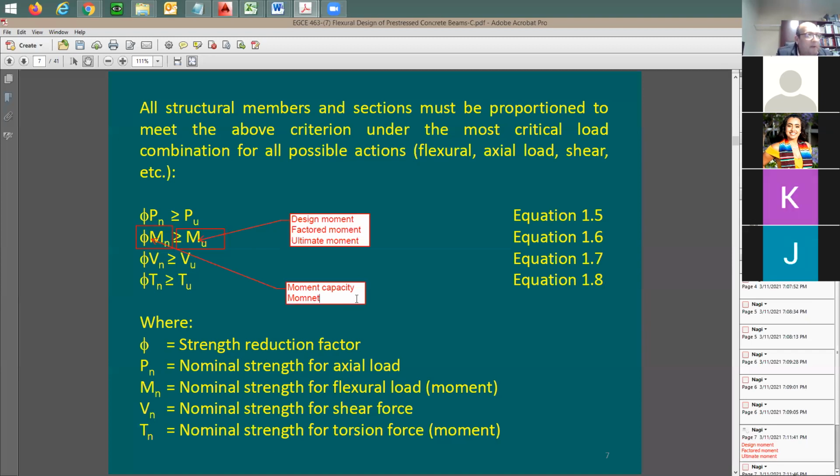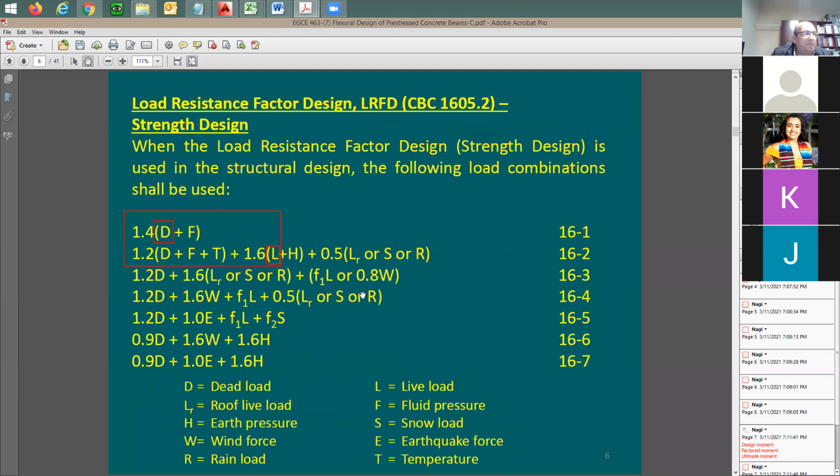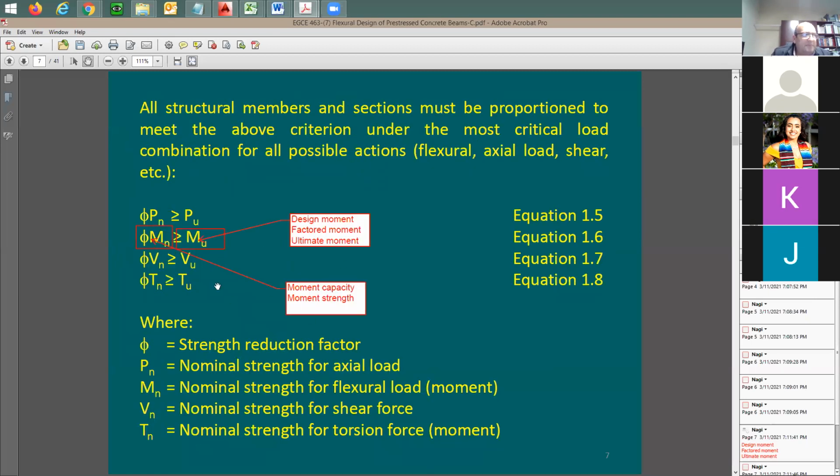Allowable moment? No, it is not allowable, because if you do allowable, it means that you are doing an ASD design, allowable stress design. I'm going to call it here moment strength, because this method is called strength design. So I'm going to call it here moment capacity, moment strength.